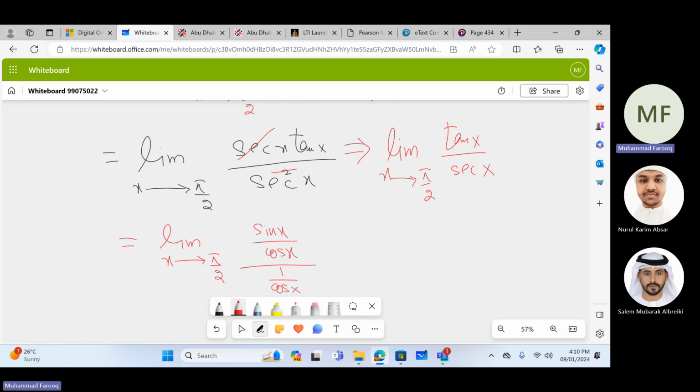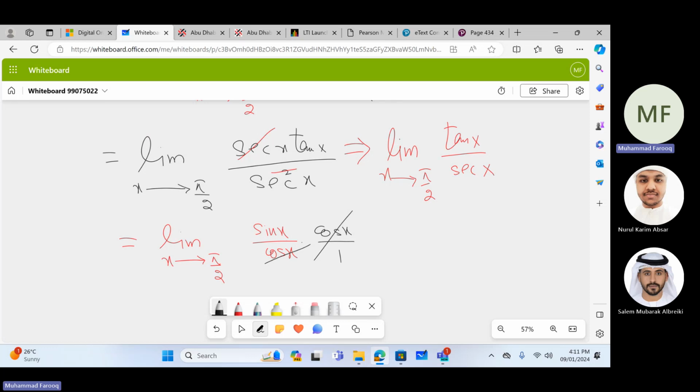Now, when we change divide to multiply, 1 by cosine becomes cosine by 1. It gets flipped. It becomes like that, times sine x. Divide by 1 over cosine becomes cosine by 1. It's flipped. This and this cancel out.